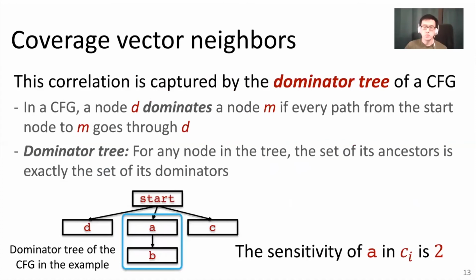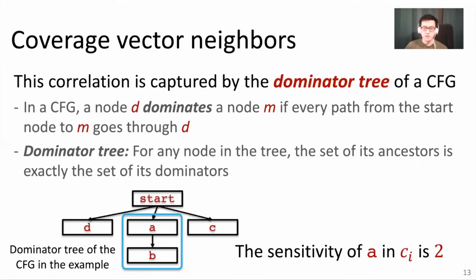This relationship can be captured by the dominator tree of the local control flow graph. In a control flow graph, a node D dominates a node M if every path from the start node to M goes through D. Dominator tree is a standard representation of the domination relationship. For any node in the tree, the set of its ancestors is the set of its dominators. For example, in the dominator tree of the control flow graph from the previous example, we have B as a child node of A, since its execution depends on A.